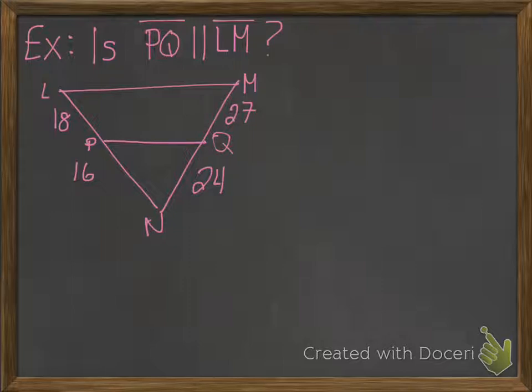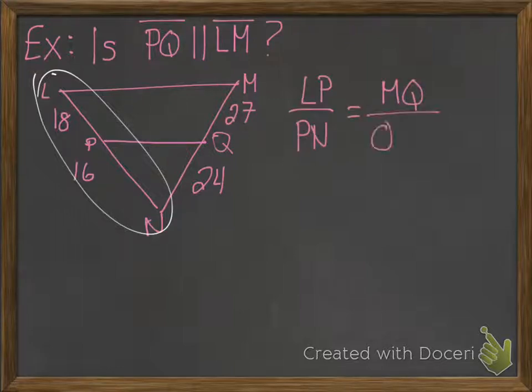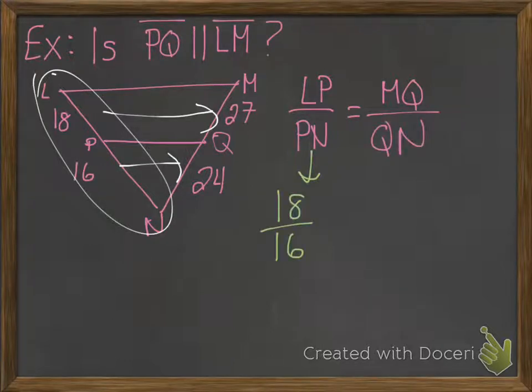All right, so take your divided side. What segments are formed on this divided side? LP and PN. Good. We're going to work the exact same way as we did last time. What's across from LP? MQ and QN. MQ, and then across from PN is QN. Are we okay? All right, plug in what you know.